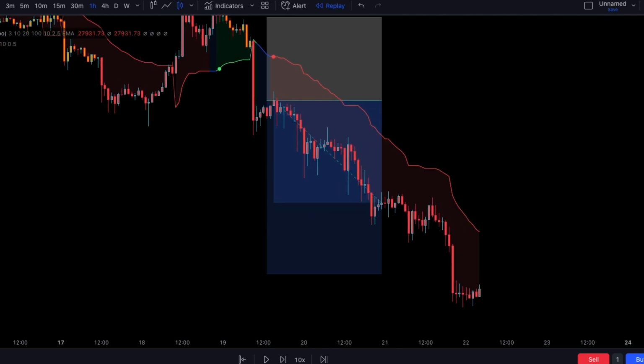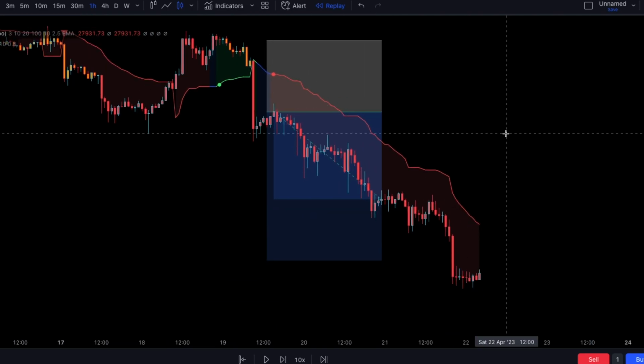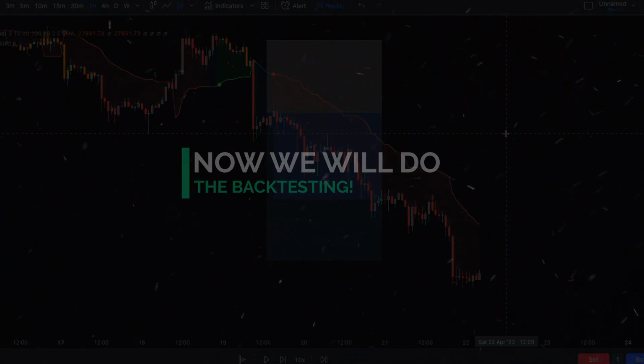Okay, so the simplicity of this strategy I really like, and I think is going to be suitable for a lot of you guys to go and use straight away. So now I'm going to go and backtest this 100 times to make sure it produces profitable results.